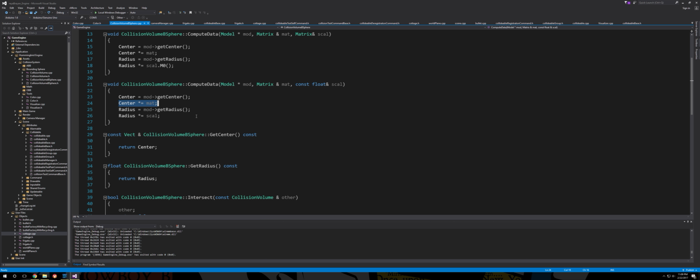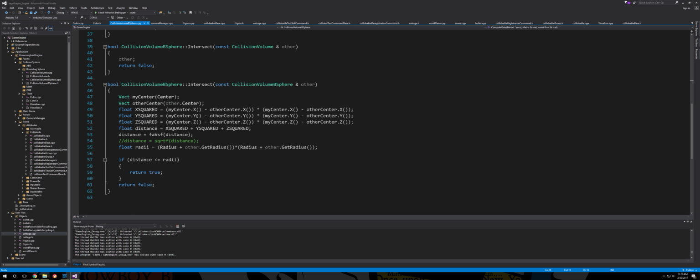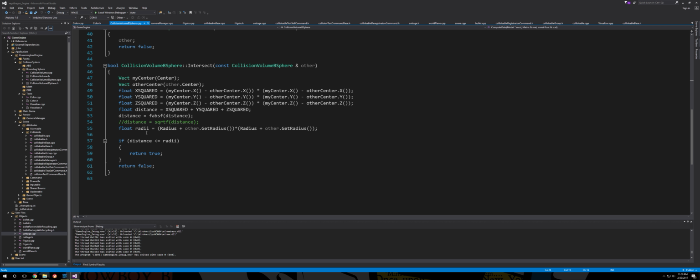To check if two objects are intersecting, we do not take the square root. Here I've illustrated that I do not use it, and instead what I do is I take the radius of the first object plus the radius of the second object and square that, and that in turn will give us an equation that will equate to true if the two objects are touching or not.